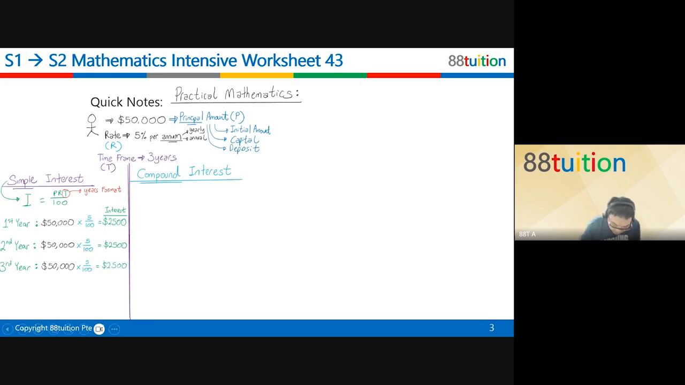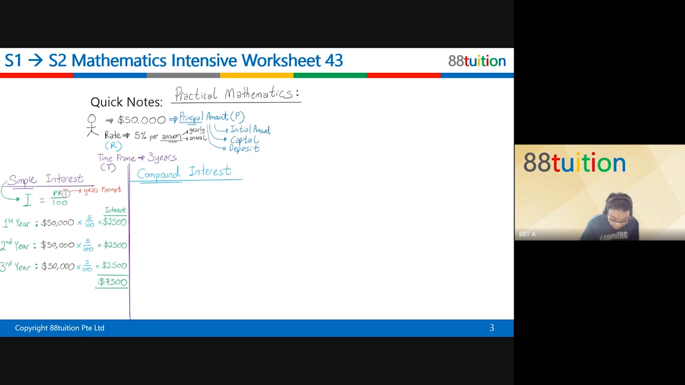So children, what is happening? Basically, you're getting an interest of $2,500 every year. And over 3 years, you collected $7,500. Understand? Right. So this is the story behind what is happening.